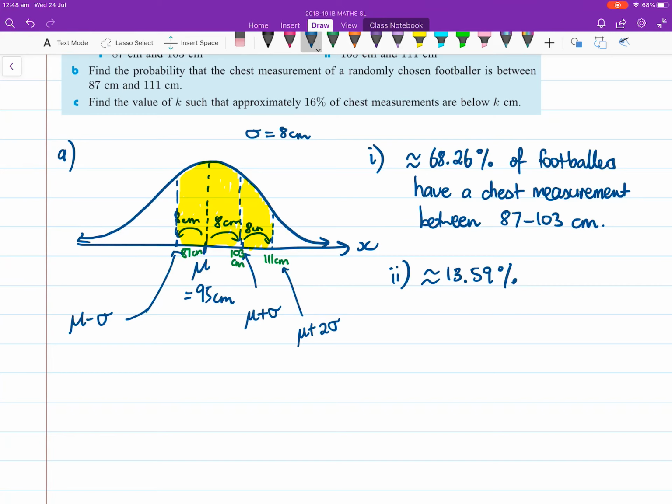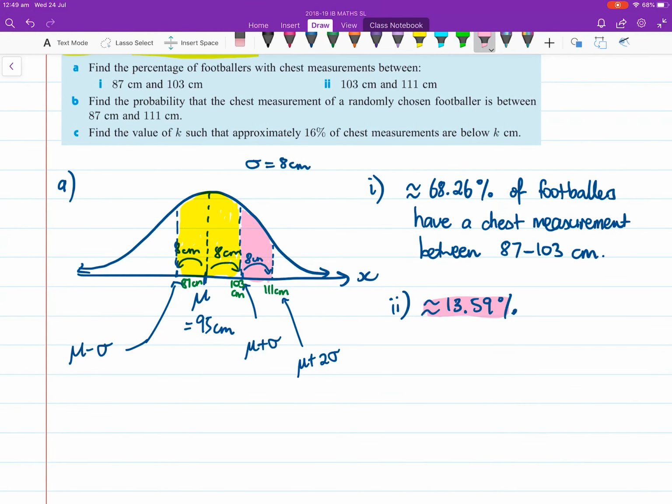Okay. Actually, I might change the color so you don't get confused. I think let's make it pink. That's better. Okay, so that's that portion, which is the 13.59%, because I want it not from the mean, but just between 103 to 111 centimeters. Okay, so approximately 13.59%. You can make it a full sentence, so I'm just going to leave it.